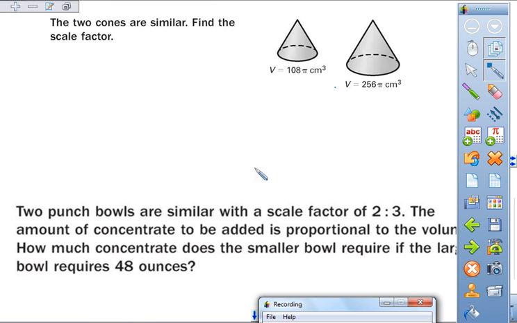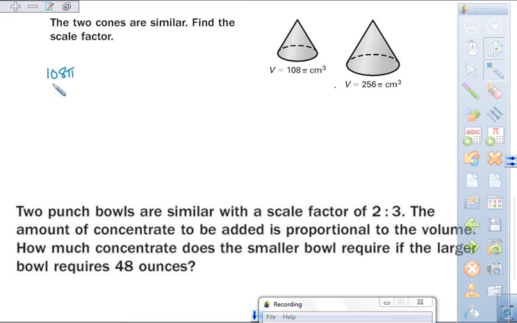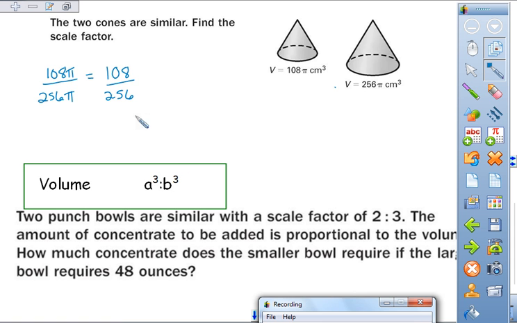Let's try another example. The two cones are similar. Find their scale factors. So we can compare the volumes. 108 pi divided by 256 pi. And then notice my pi's reduce right away, cancel off. And we are comparing volumes. So this is the comparison that we're looking at. So I'm going to set it equal to a cubed over b cubed.